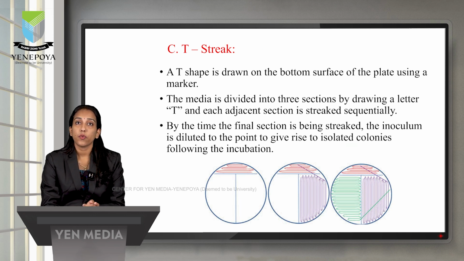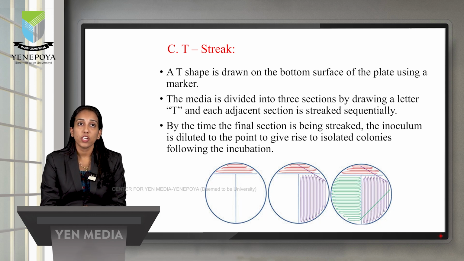As the name T means, we will be drawing the letter T on the back side of the Petri plate, which should have solidified agar medium. Because of drawing that T, the medium in the Petri plate will be divided into 3 sections. The first section will be the upper portion, then the 2 sections down below.